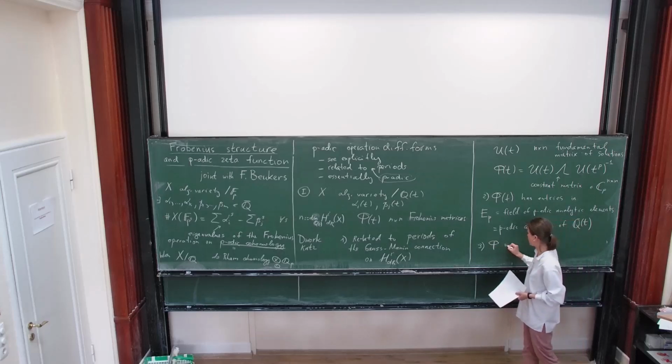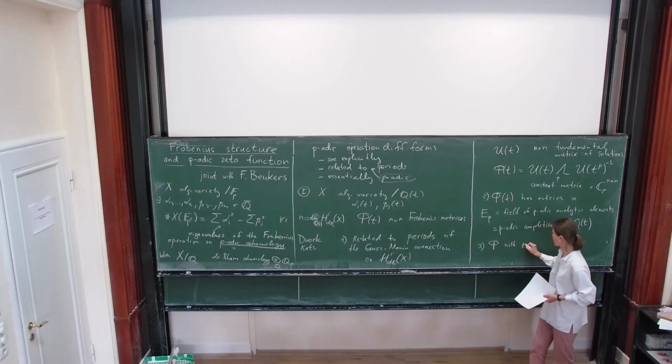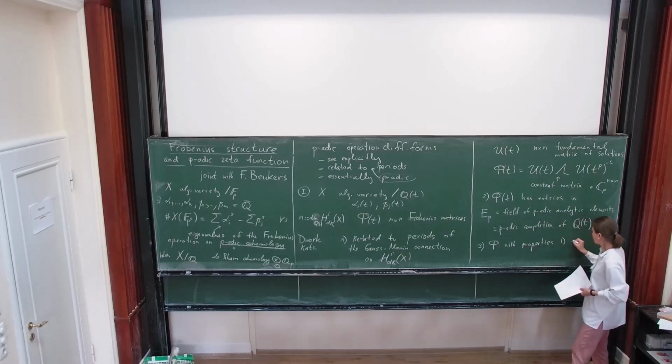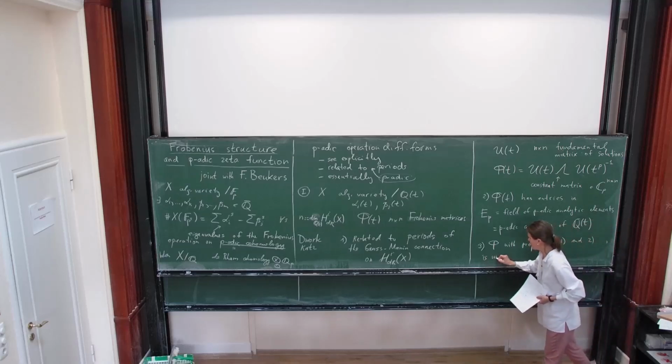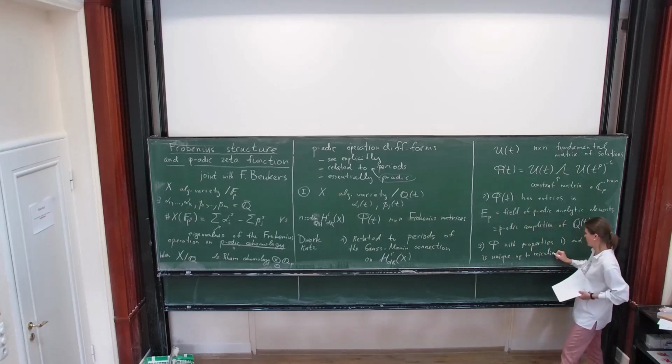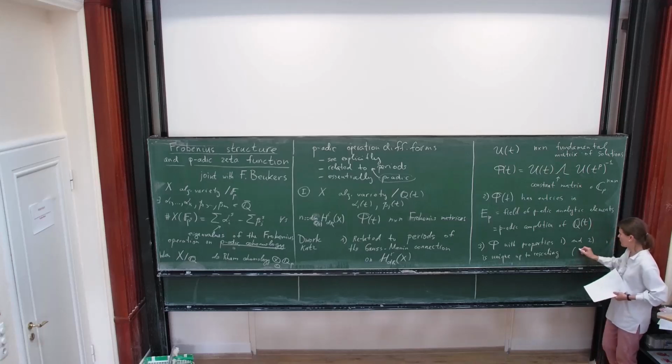Phi with properties 1 and 2 is unique up to simple rescaling by a constant. And this is a theorem of work.